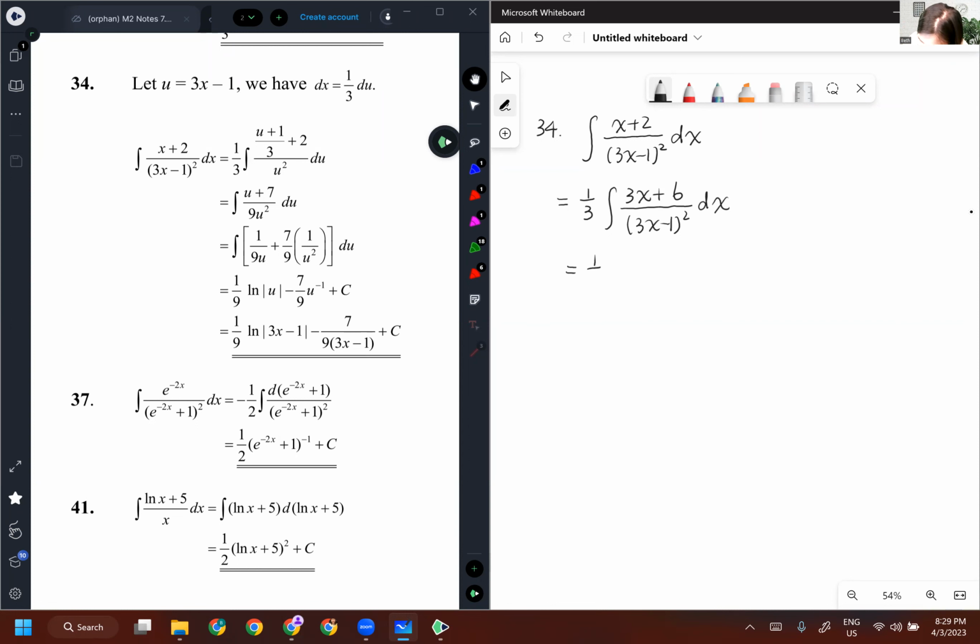You see, 3x minus 1 plus 7 divided by 3x minus 1 squared 2x. Otherwise, you can't do the same thing as question 32. You cannot do the same thing. That is a very good move.